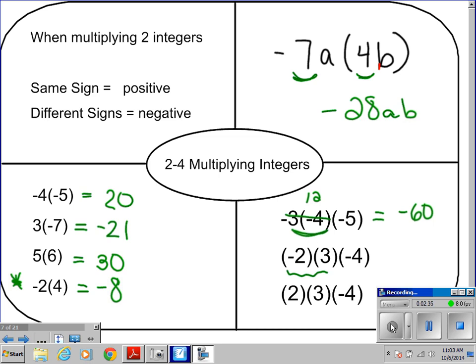Negative 6. Good. So I have a negative 6. And what about a negative 6 times a negative 4? 24. Yep, and it's a positive 24. So 2 negatives and 1 positive will give us a positive.